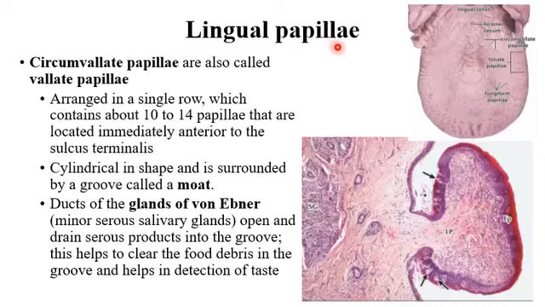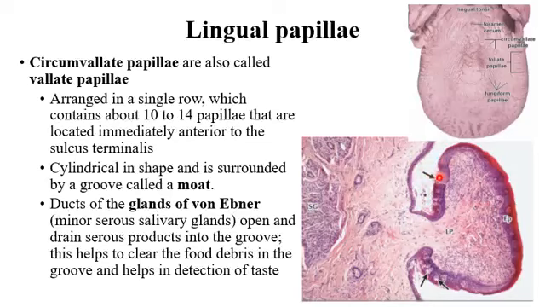The last type of lingual papillae is the circumvallate papillae, also called vallate papillae. There are 10 to 14 vallate papillae. They are arranged as a single row just in front of the sulcus terminalis. These are large dome-shaped structures surrounded by a depression called the moat.